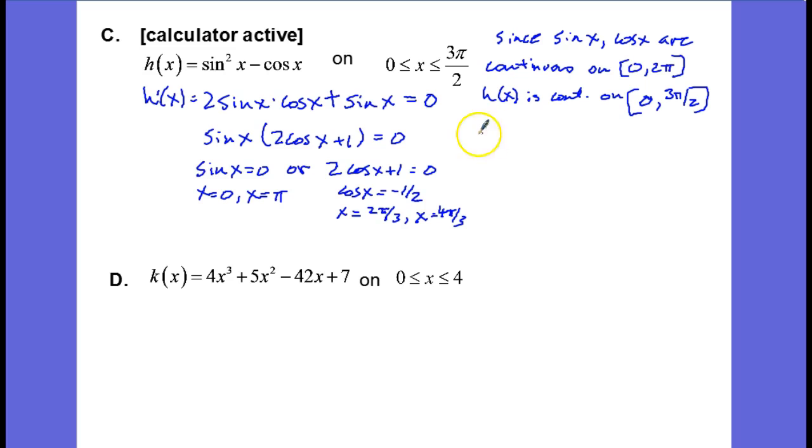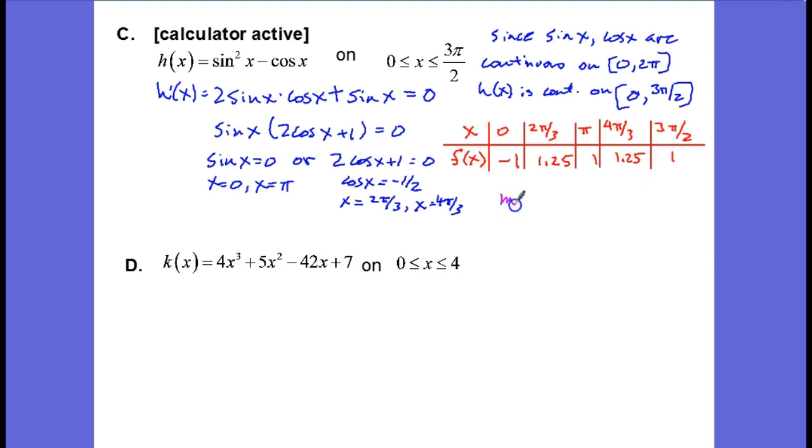So now we have everything we need to set up our candidates test. So x and h of x: 0, 2 pi over 3, pi, 4 pi over 3, 3 pi over 2. And plugging into the calculator, we get negative 1, 1.25, 1, 1.25, and 1. And so finally from our table, we can see that the minimum is going to be negative 1, and the maximum is going to be 1.25.